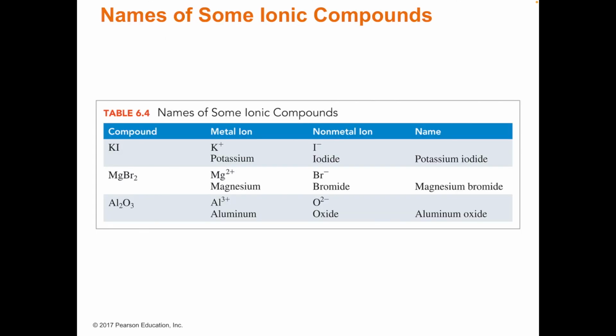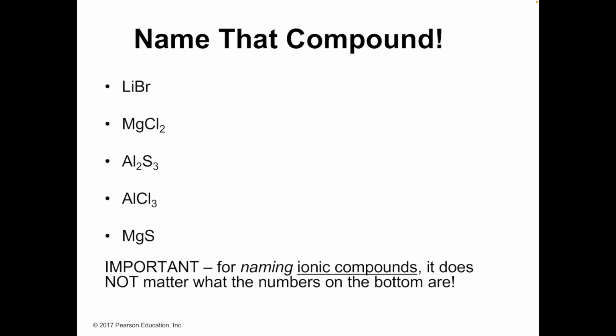So let's look here. So we have KI. Our metal is potassium. Its name will stay the same. The nonmetal is iodine, so it's going to change to be iodide. In this next one, magnesium is our metal. Its name stays the same. Bromine is our nonmetal, so bromine becomes bromide. Aluminum is our metal. It stays the same. Oxygen becomes oxide. So we're always going to change the name of our nonmetal ion to end in IDE.